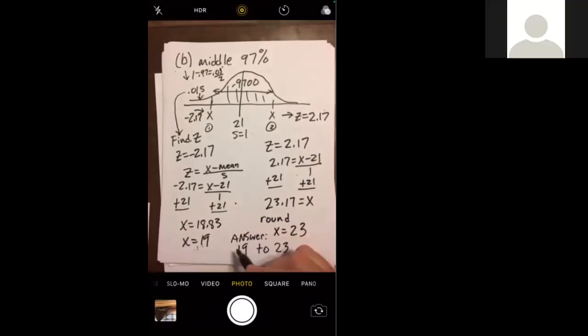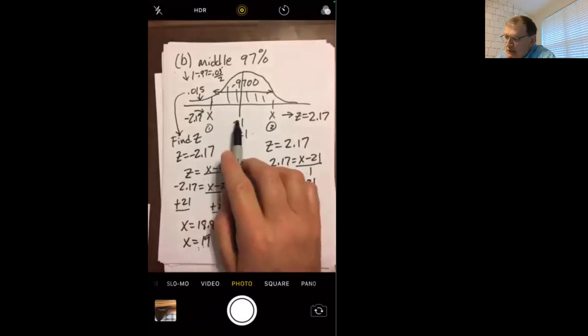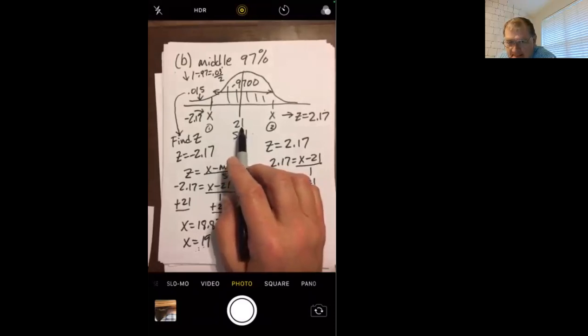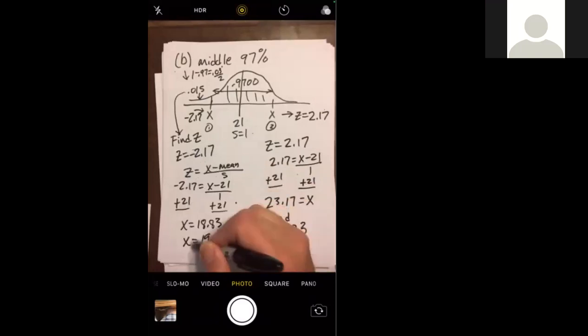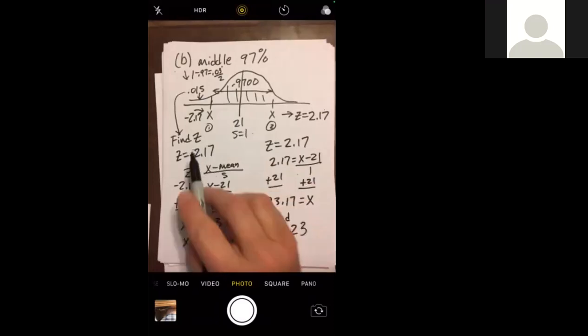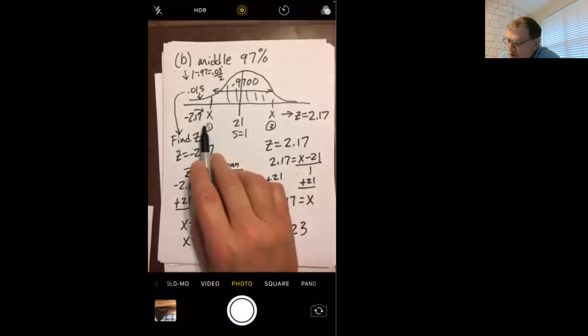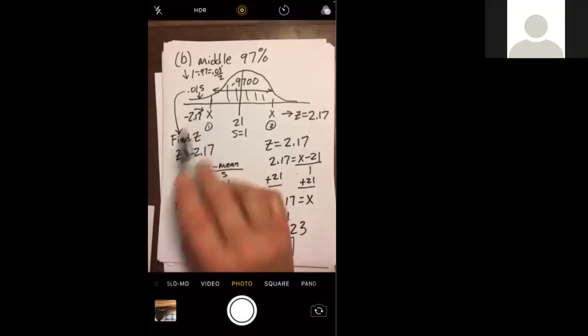It won't be like negative 19. No, it's not negative 19. See, this is 21 days to hatch an egg. So that's time, and time can't be negative. So don't get confused between the negative z versus your actual answer. The negative z means you're below 21, but that answer is how far below 21 you are, and that's still positive.